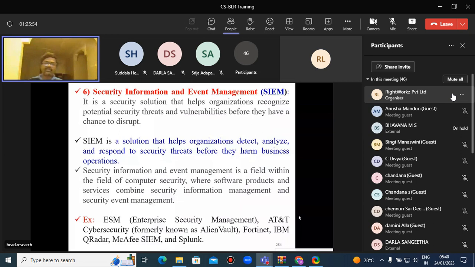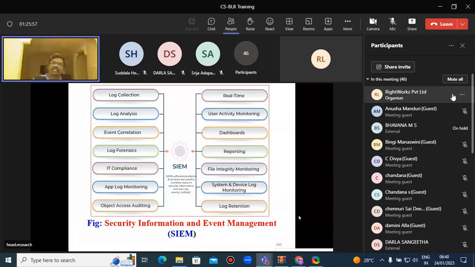If you see security information and event management, what does SIEM do? SIEM software products and services are used to combine data on security information and security events. Log collection is performed, then log analysis. Log collection means how many users entered the network and how many users logged out in the subnet timing. In log analysis, we analyze how many users entered and how many logged out.